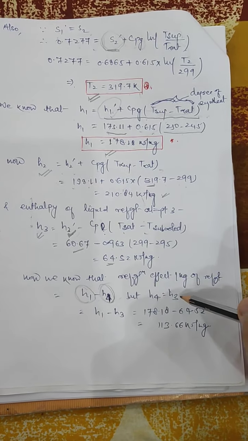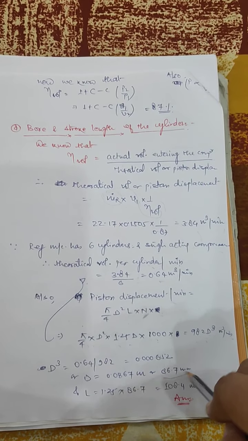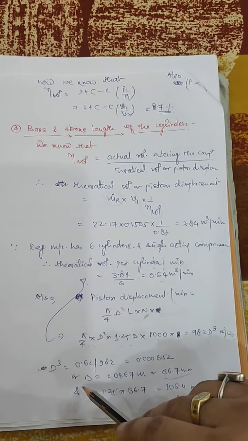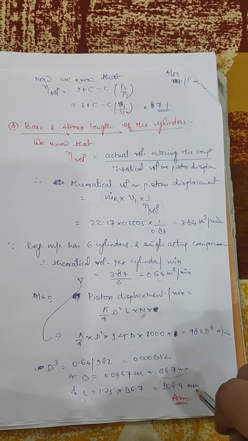Also, we know that the piston displacement per minute can be given as pi by 4 D square L into N, where L is the stroke length, D is the bore diameter, and N is the speed in RPM. So by equating these two expressions, we have pi by 4 D square into L. Now the ratio of L and D was given as 1.25, so we can put the value of L in terms of D, multiplied by the speed, that is 1000 RPM. This comes out to be 982 D cube meter cube per minute. By equating these two values, 0.64 meter cube per minute and 982 D cube meter cube per minute, we can calculate the value of D. That comes out to be 86.7 mm, and since the ratio L by D was given as 1.25, the stroke length can be calculated as 108.4 mm.